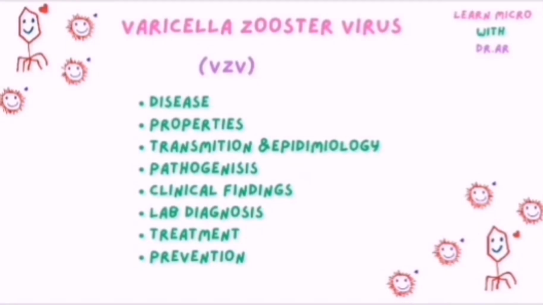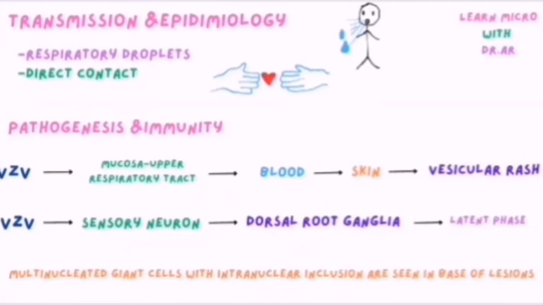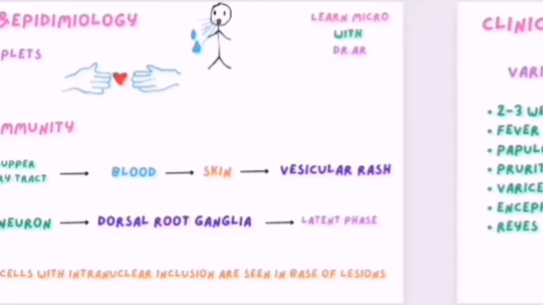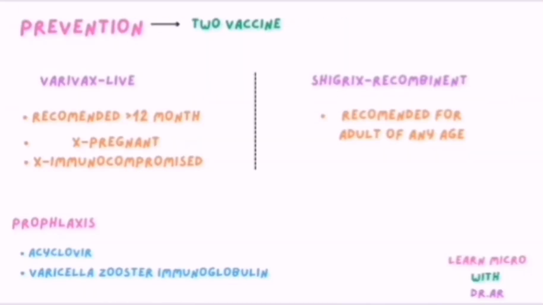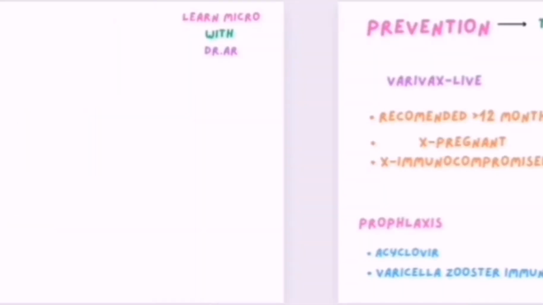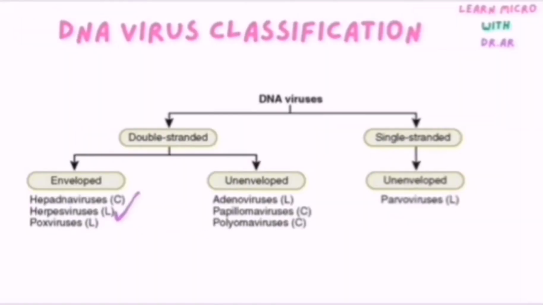In this video, we will talk about the DNA virus classification, the diseases and the properties, the transmission and epidemiology, the clinical findings, lab diagnosis, and finally we'll talk about the preventions, how we can prevent the Varicella Zoster virus. Let's begin with the classification.